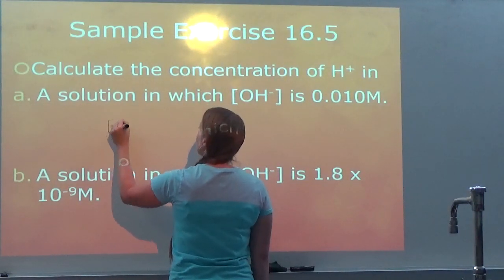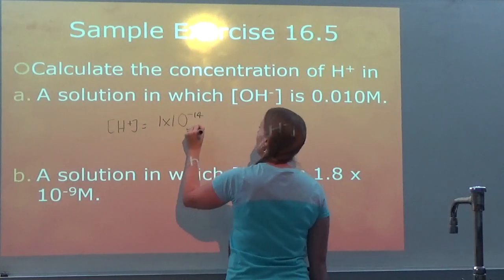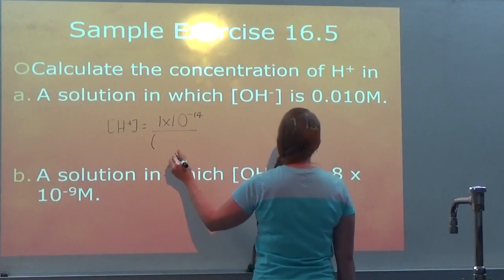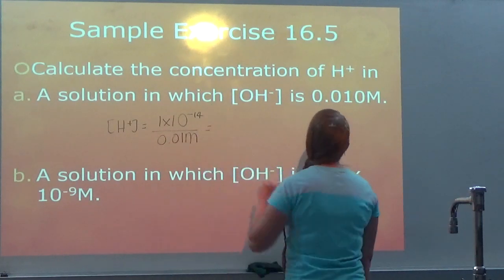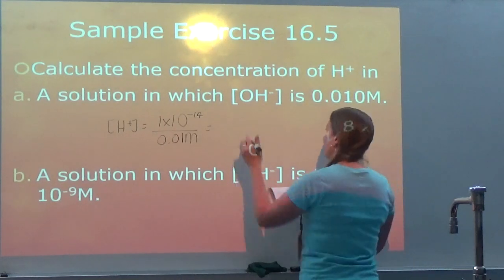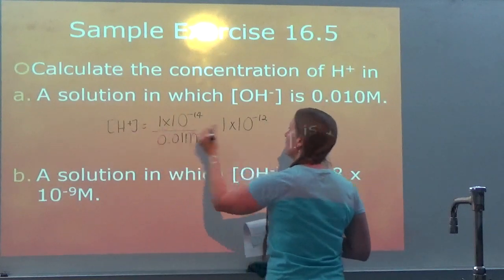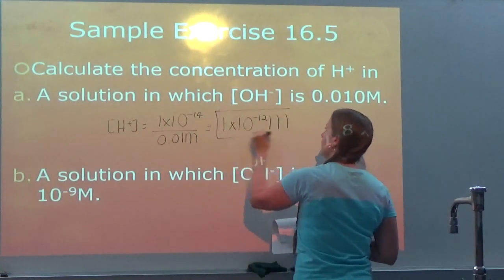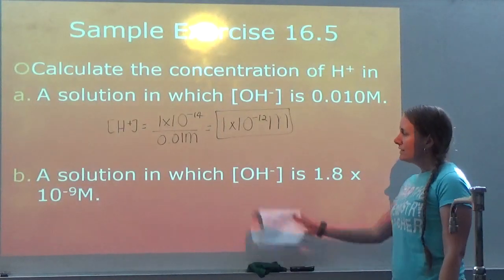All right, so we're looking for H plus. So it's 1 times 10 to the negative 14 divided by OH minus, which is 0.01 molar, just like that. All right, and so when I solved, I ended up getting 1 times 10 to the negative 12. Because I am solving for a concentration, I need molarity as my unit. Okay, and that's it.